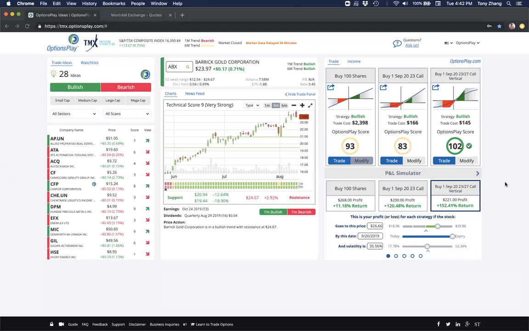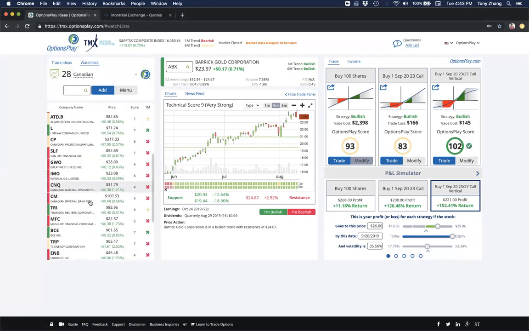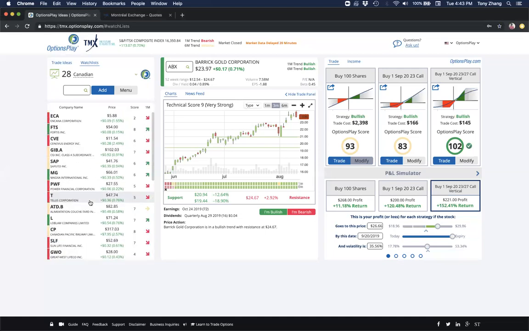This tool is divided into 3 sections. We have trade ideas and watch list here on the left-hand side of our screen. In the middle is our security analysis panel, and on the right-hand side is trading and income. We call these 3 panels the what, the why, and the how of options trading, because when you start your day, you want to know what symbols should I pay attention to. So we have trade ideas that gives you fresh bullish and bearish ideas every single day, and a watch list that allows you to take advantage of creating symbols that you want to stay on top of.